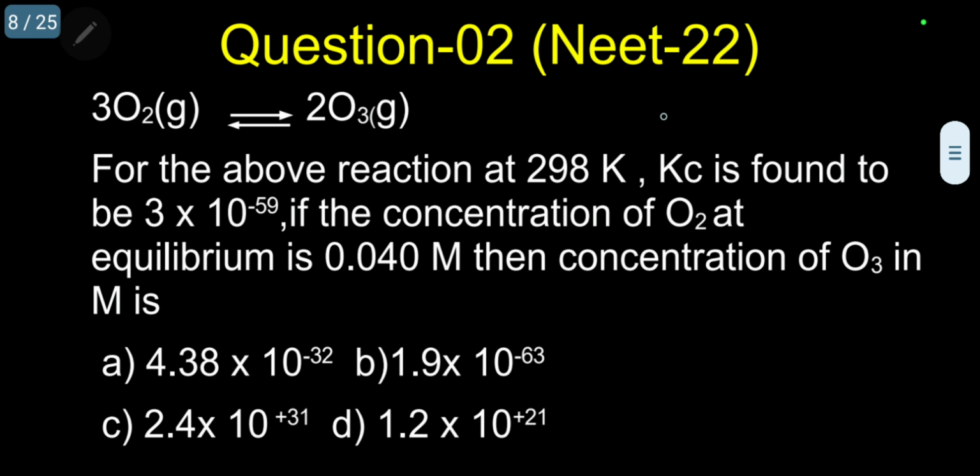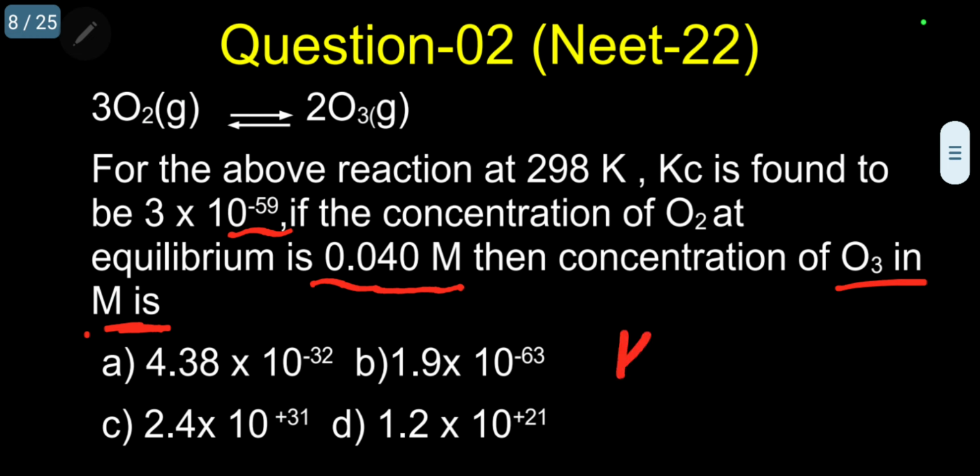The next question, number 2, NEET 22: 3 O2 gas reversible arrow 2 O3 gas. For the above reaction at 298 Kelvin, Kc is found to be 3 into 10 to the power of minus 59. If the concentration of oxygen at equilibrium is 0.040 M, then the concentration of ozone in molar is the question asked.